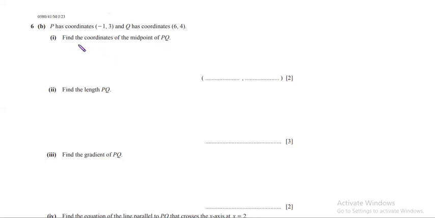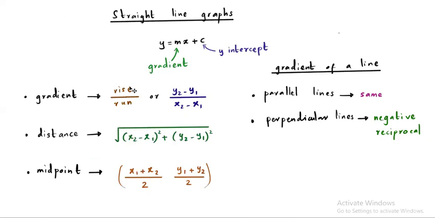Before we work on the questions that we have here, let's quickly go through the formulas that you need to remember related to this topic. A straight line graph is of the form y = mx + c, where c is called the y-intercept and m is the gradient.